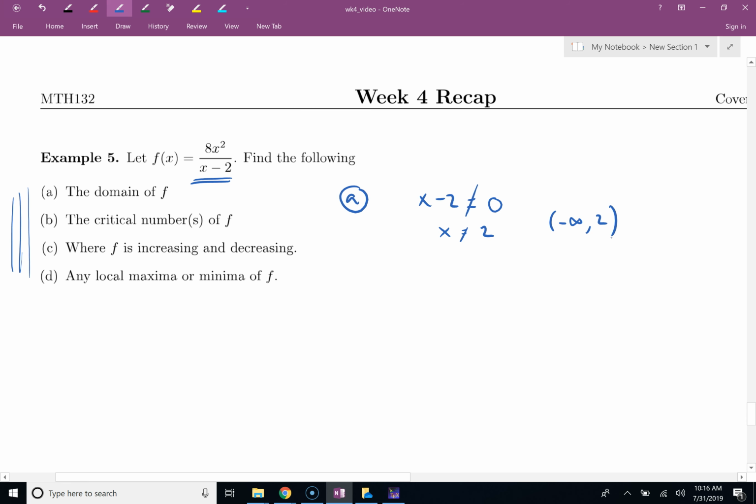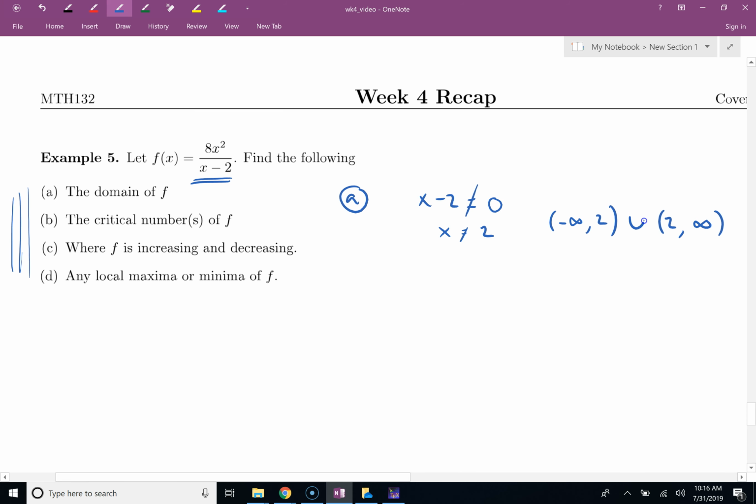So those are all the values from negative infinity all the way up to 2, but not including 2. So that's why you use the parentheses here. And then all the stuff bigger than 2. So if you're looking for all the stuff not equal to 2, you have all the stuff less than 2 and all the stuff bigger than 2.